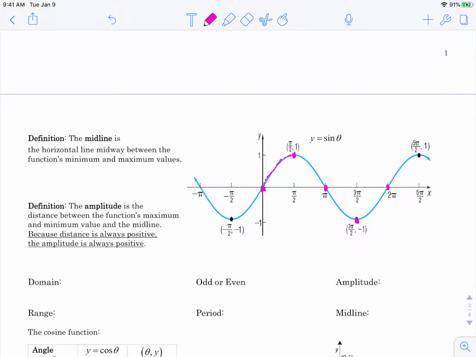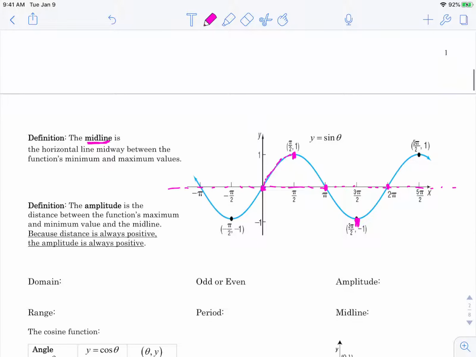So what happens here is we're looking at this sine wave, the sine function. Well, there looks like there's a clear middle of this graph. I could cut this graph in half since there is a maximum and a minimum. That is known as your midline. So it's the horizontal line midway between the function's minimum, which is this guy, and the function's maximum. So for this one, where I drew the line, if we remember back in the day to equations of horizontal lines, that is y equals 0.